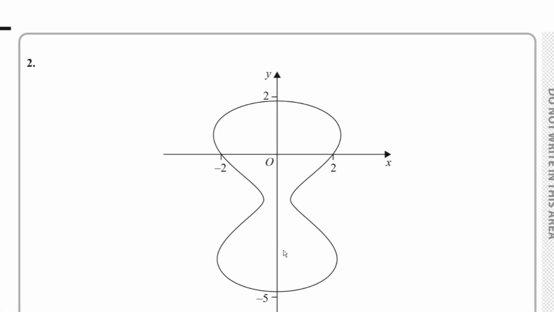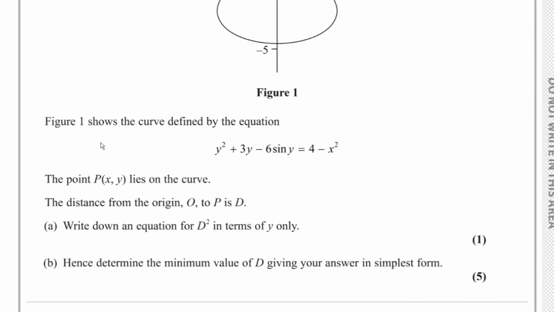Question number 2. Figure 1 shows the curve defined by the equation y squared + 3y − 6 sin y = 4 − x squared. The point P, with coordinates (x, y), lies on the curve. The distance from the origin O to P is d. Part A, write down an equation for d squared in terms of y only.